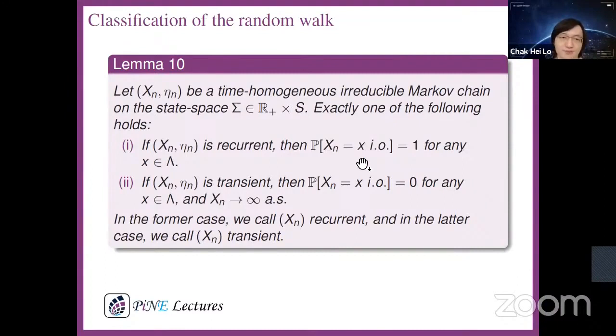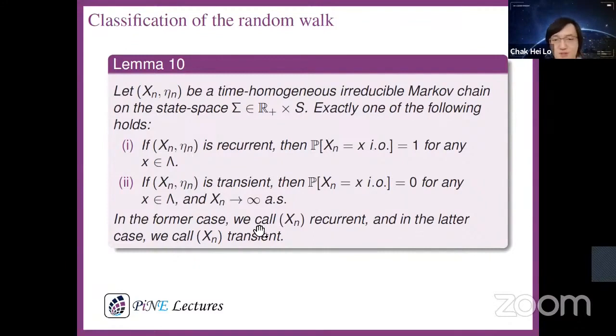Okay, for any x. Okay, and this is in the projection of the state space sigma. Okay, so x has got to be in this set so that this is attainable. Okay, so if (X_n, eta_n) is transient, then it is the opposite: the probability of X_n equals x infinitely often is zero. Okay, so you can see it is either one or zero. Okay, it can't be anything in between. And this is essentially why this is a lemma. Okay, because this is not a trivial fact. This is not trivial that this is a dichotomy.